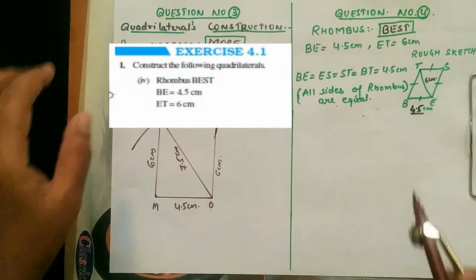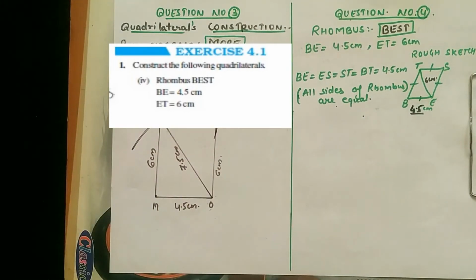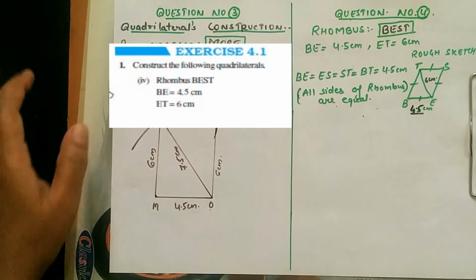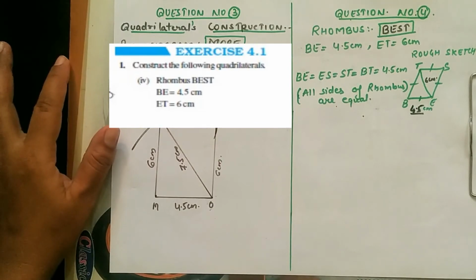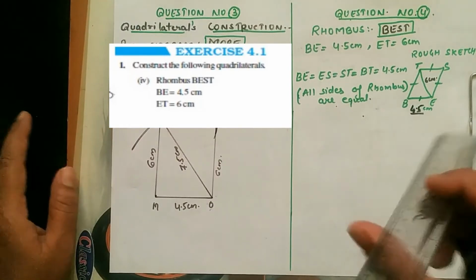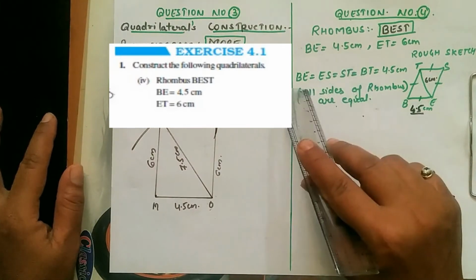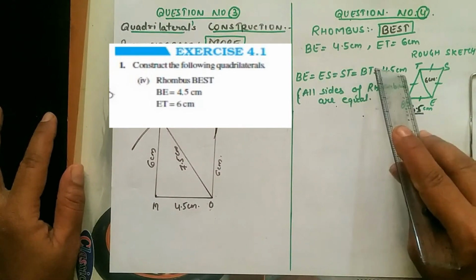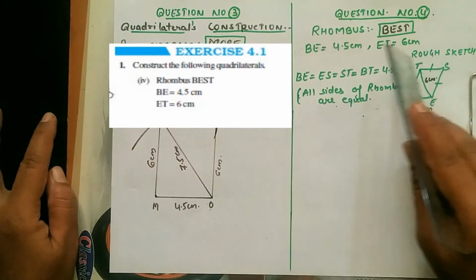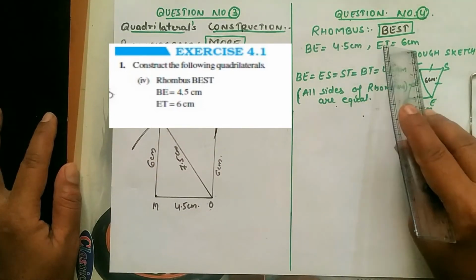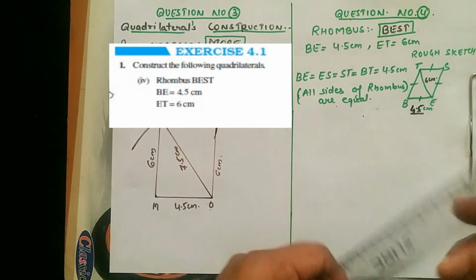Now this is the 4th question of the same exercise, and here you need to construct the rhombus. The measurements are already given, BE is equal to ES is equal to ST is equal to BT. All 4 sides are equal in a rhombus, and one of the diagonals is given, that is ET. I have drawn a rough sketch here.